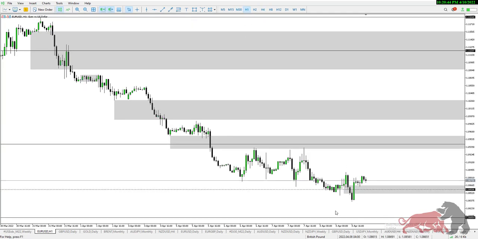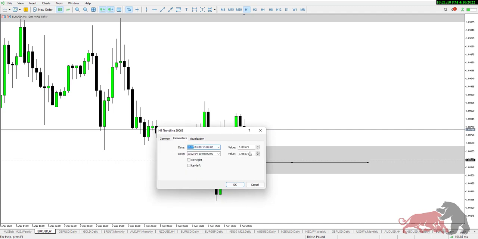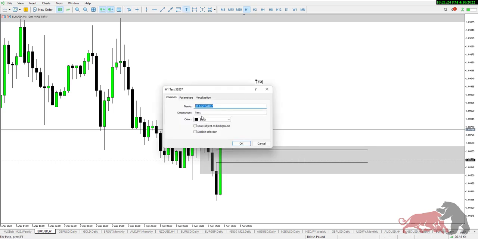Now, if I come on H1, you can see the interesting price action that we have. Let me zoom in. The gray shaded area, that's our H4 bullish order block. But inside that discount array, we've got this fair value gap on H1. And this fair value gap is going to be our buy zone. This is where we should be hunting for long entries. So I'm going to mark this as buy zone.